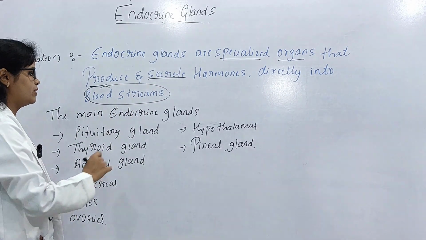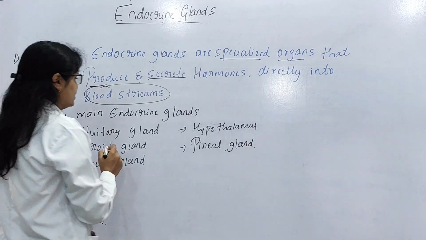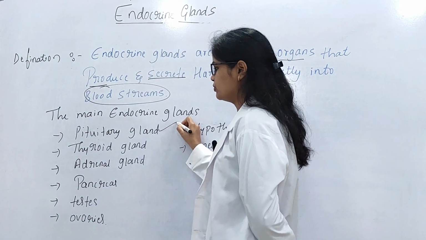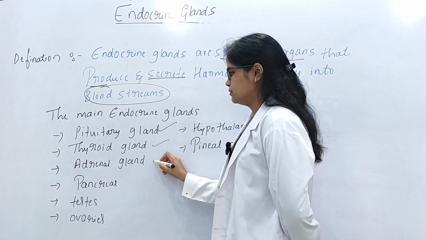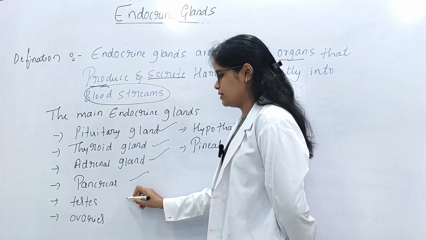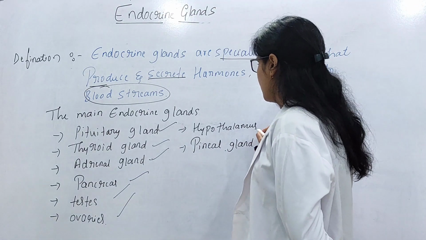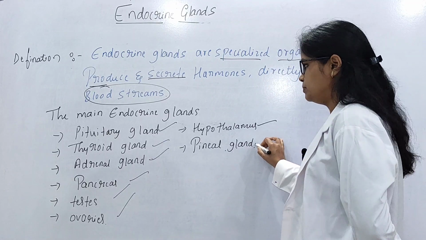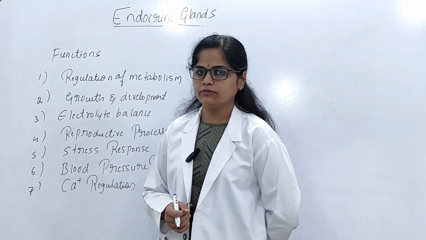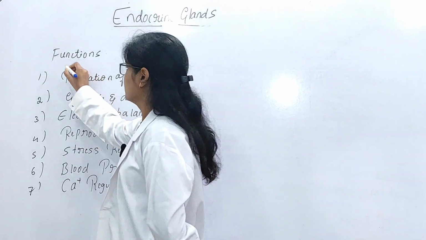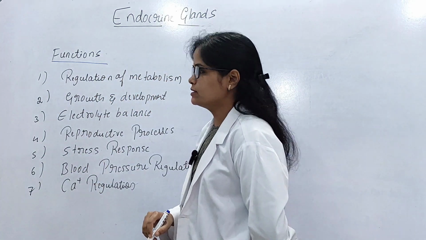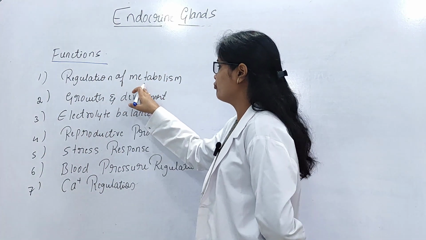So the main endocrine glands are pituitary gland, thyroid gland, adrenal gland, pancreas, testes, ovaries, hypothalamus and pineal gland. Next we'll see the functions of endocrine glands. The first function is regulation of metabolism.